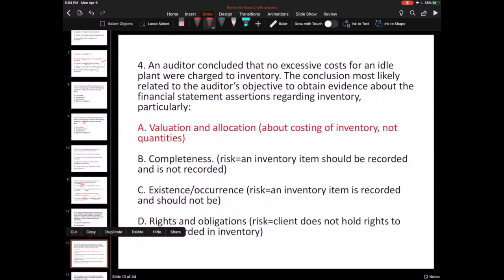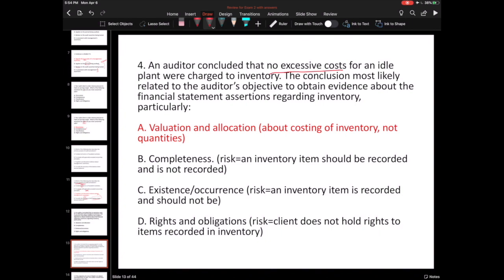All right, so in terms of valuation, sometimes people will struggle with this because they're like, okay, we're talking about whether excessive costs were charged or not. That sounds like I care about whether inventory was overstated versus understated.